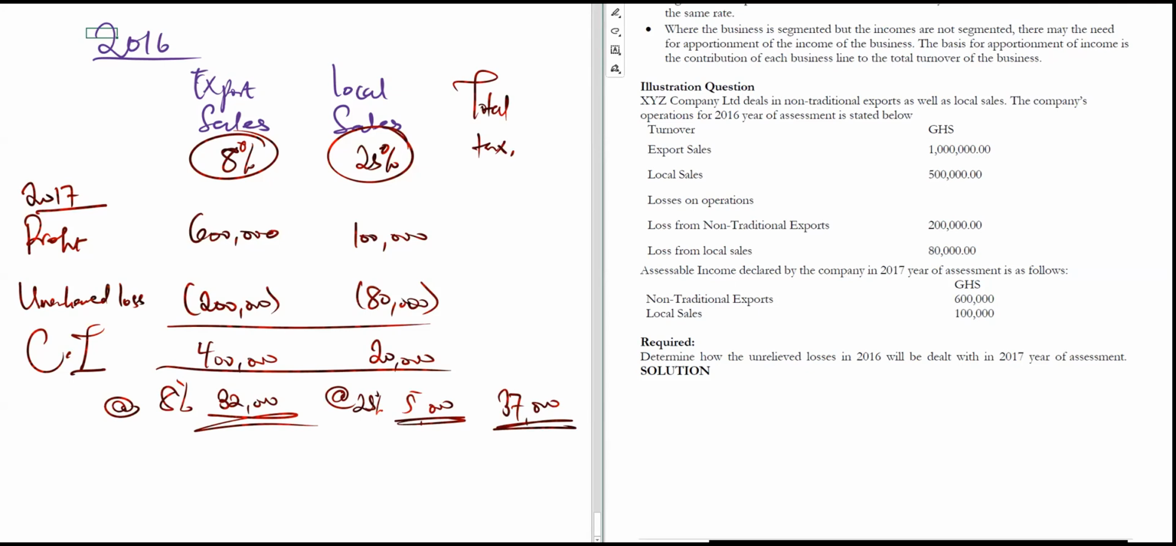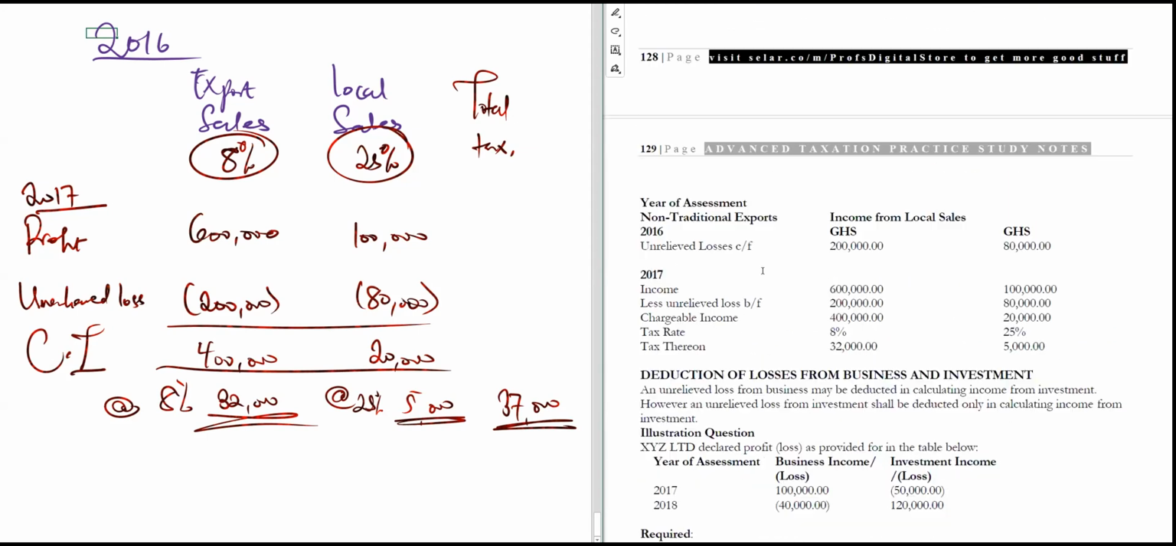So remember, different tax rates, different taxes. But if they were both 25%, it doesn't matter. You can deduct this loss from here or this from here because it's still the same tax implication. Does that make sense?